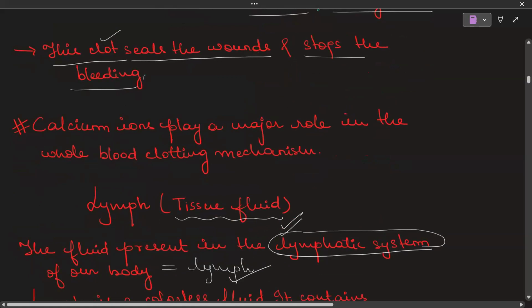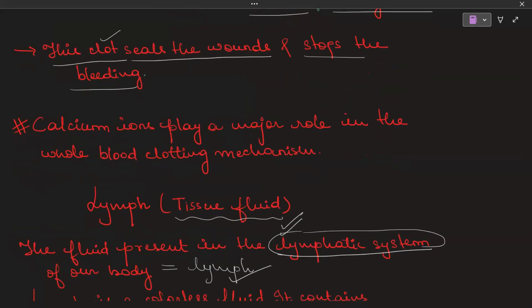Now, apart from blood clotting, where else are calcium ions needed? Muscle contraction, right? Yeah. Correct.